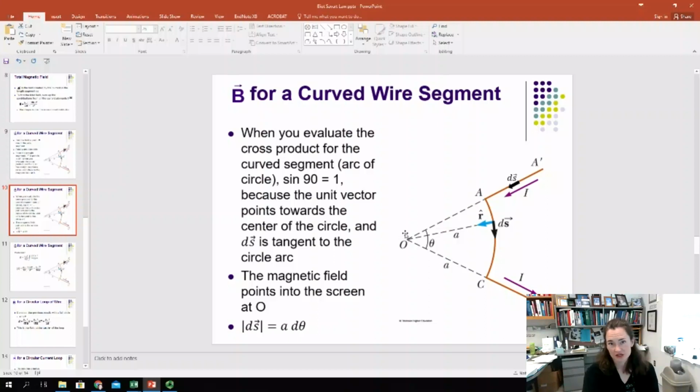Now let's figure out what we have to do with the magnitude of that vector cross product, okay? Here we have ds cross r hat. So the magnitude of that would be ds times the magnitude of r hat times the sine of the angle in between them.